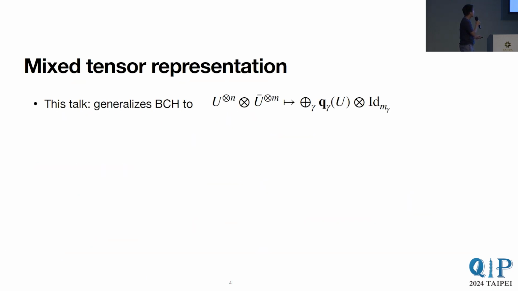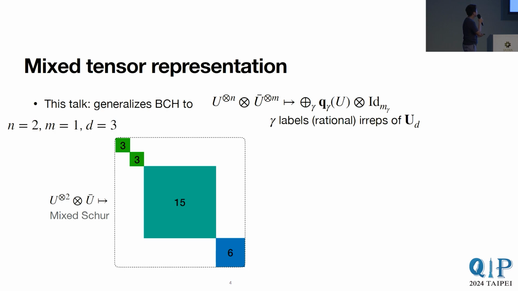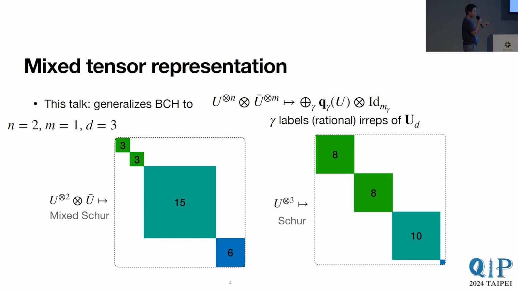So this talk is about this mixed tensor representation. So now in addition to the U tensor n, we have m copies of the dual representation, which for the case of the unitary group is the complex conjugate U bar. And now our goal is still to block diagonalize this representation. So as an example, when n is equal to 2, m equals 1, d equals 3, we're hoping to go into a basis such that this U tensor n tensor U bar looks like this. Just to contrast with the original Schur transform, when n is equal to 3 and m equals 0, the block structure could be in general very different.